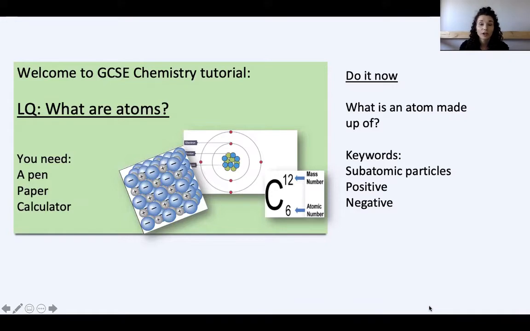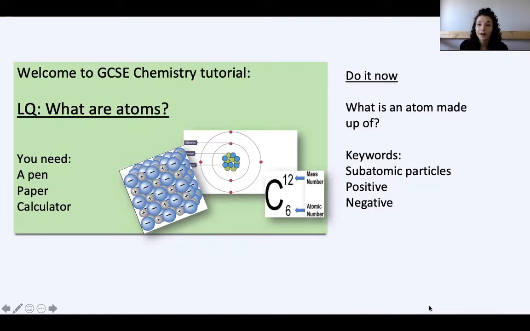So the learning question we are going to be looking at is, what are atoms? And for this lesson, you will need a pen and some paper or a notepad, and you will also need a calculator. So if you don't have those things, then go and pause the video and grab them now. You also need somewhere with a little bit of space to work, and I know it's very difficult, especially at the moment, but somewhere without any distractions if possible. Okay, so let's get started then.